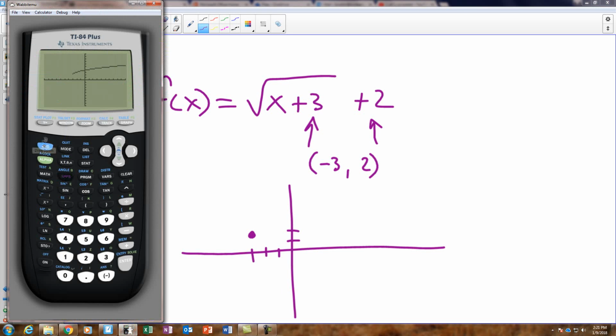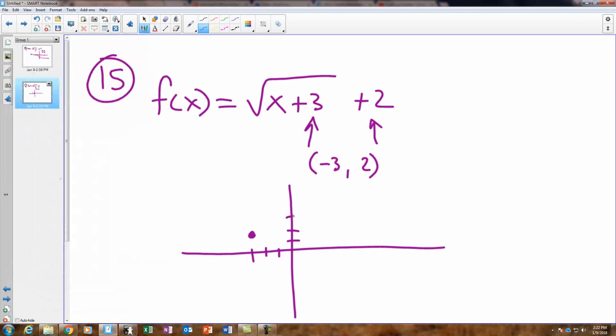Sure enough, if I go to the table and go up to -3, 2, anything above that, anything more negative than that, anything left of that, it's going to give me an error. I need a couple more points. -2, 3, and 1, 4 look pretty good. And we can see that sort of parabolic shape on its side.